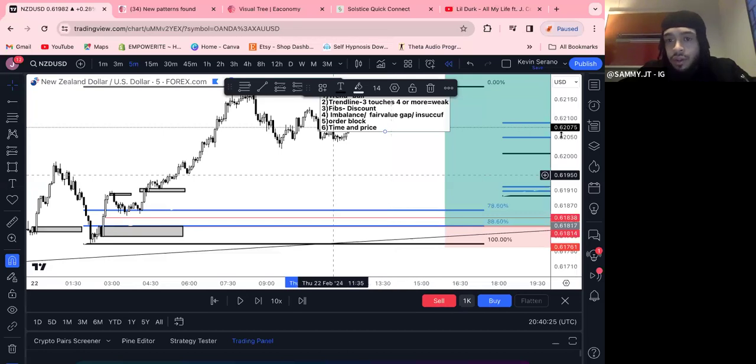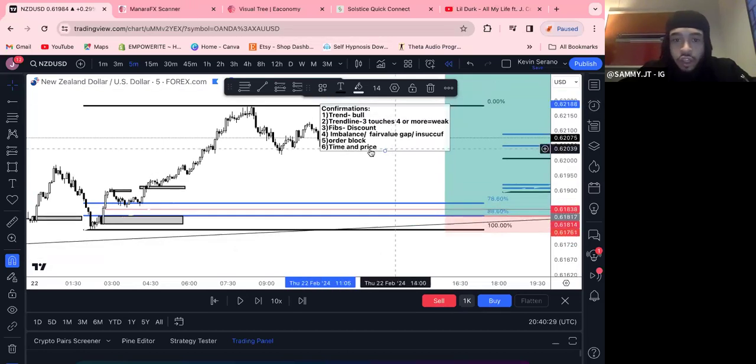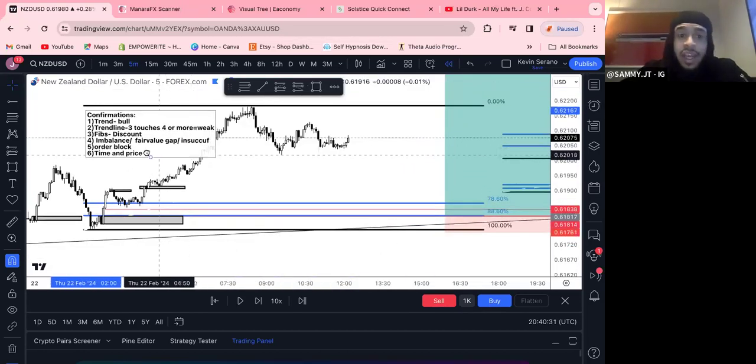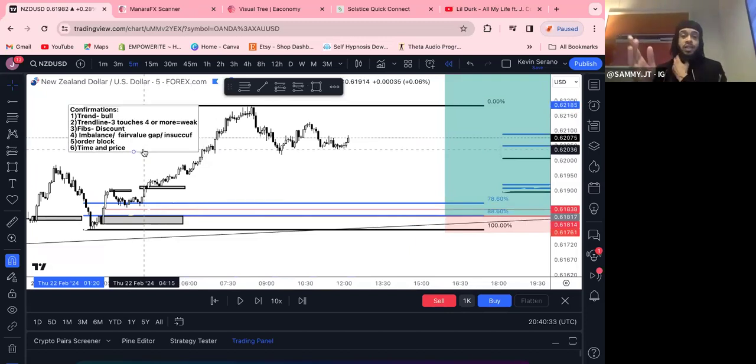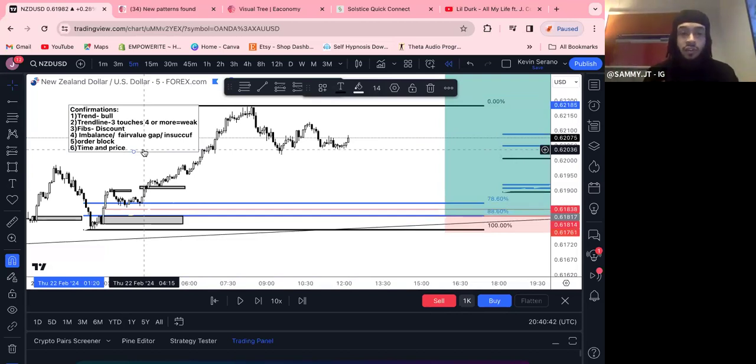All right, so these are the confirmations you can look for alongside the scanner. The scanner gave you the idea. The scanner gave you NZD/USD, and then it gave you the risk to reward. It said it's looking for a buy. It said what time frame. You just have to use as many things alongside it to feel more confident.